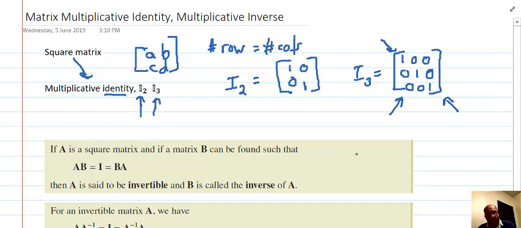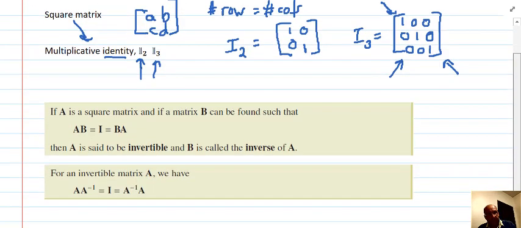So that brings us on to this: if A is a square matrix and matrix B can be found such that A times B gives an identity matrix, and that also equals B times A, we say A is invertible and B is the inverse of A. So A is said to be invertible. That means the inverse can be found, and B is the multiplicative inverse of A. And notice that it has to work both ways around. B times A will give I, and A times B will give I.